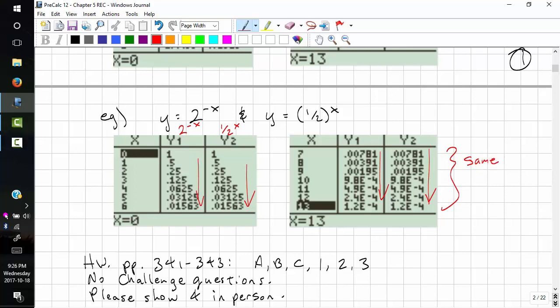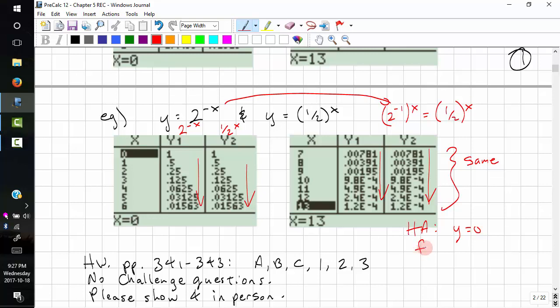So if we look at doing some algebra, we take this. This is 2 to the power of negative 1 times x. And this can be written as 1/2 to the power of x. So they're the same. And we note horizontal asymptote, y equals 0.